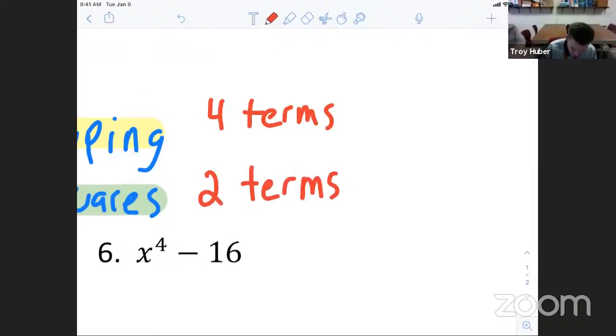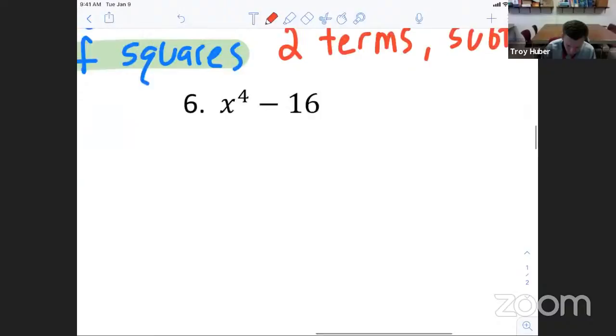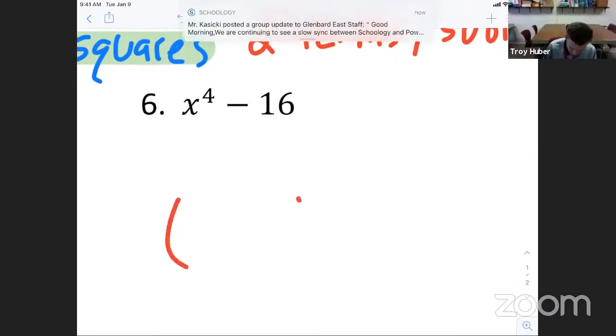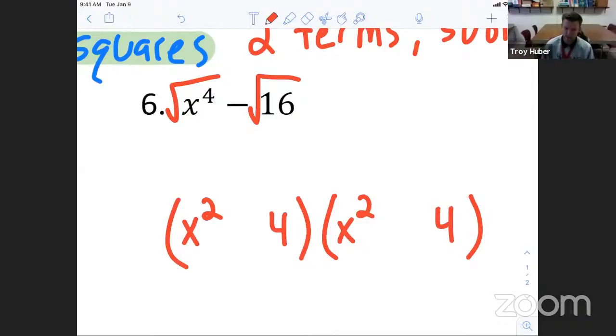Two terms and subtraction. All right, so remember, your difference of squares says that we can do the square root of both of these. So I'm going to do the square root of x to the 4th. So the square root of x to the 4th would be x squared times x squared. And then we can do the square root of 16. Well, 4 times 4 is 16. All right, and then we make one addition and one subtraction.